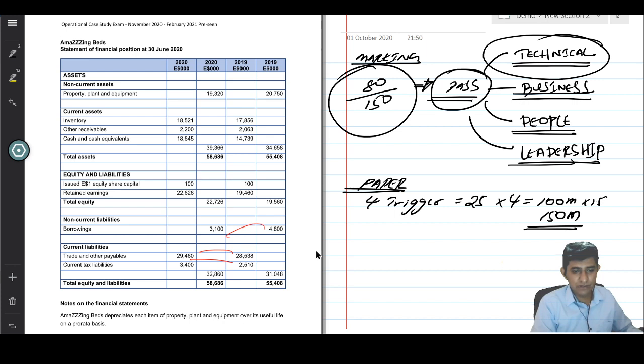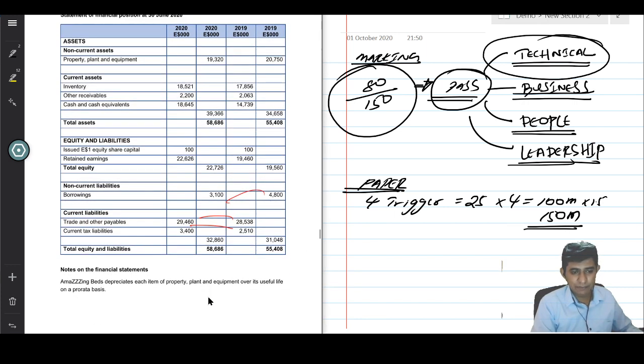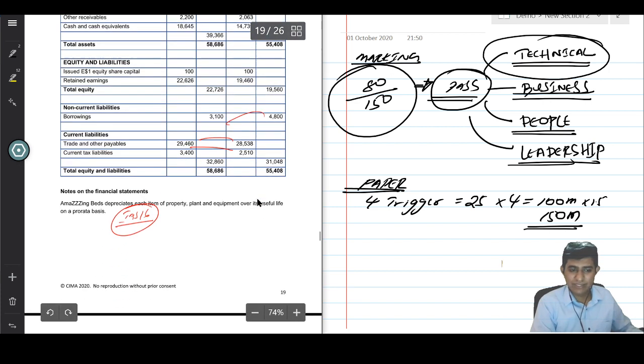And then the notes to the financial statements are given. They are telling Amazing Bed depreciates its property, plant and equipment over the useful life on a pro rata basis. So students, I think IAS 16 will be coming, because according to IAS 16 it should be straight line basis, not pro rata basis. So just remember that standard once again, students.